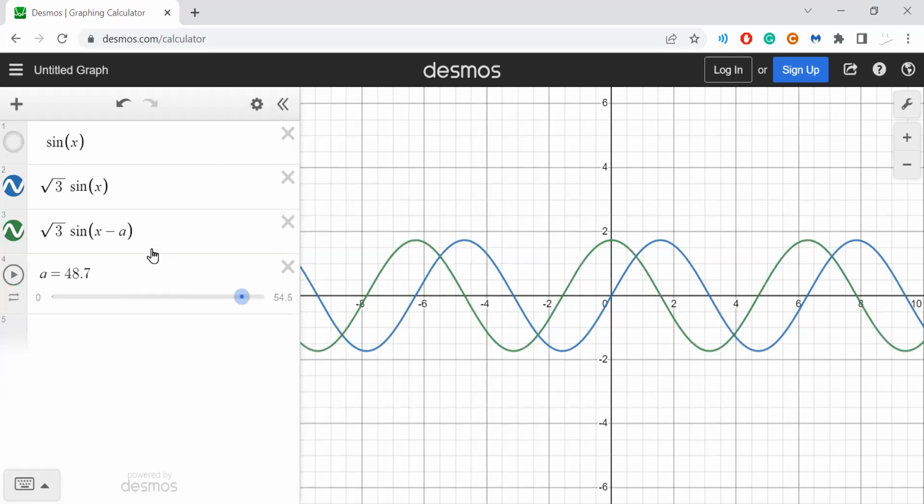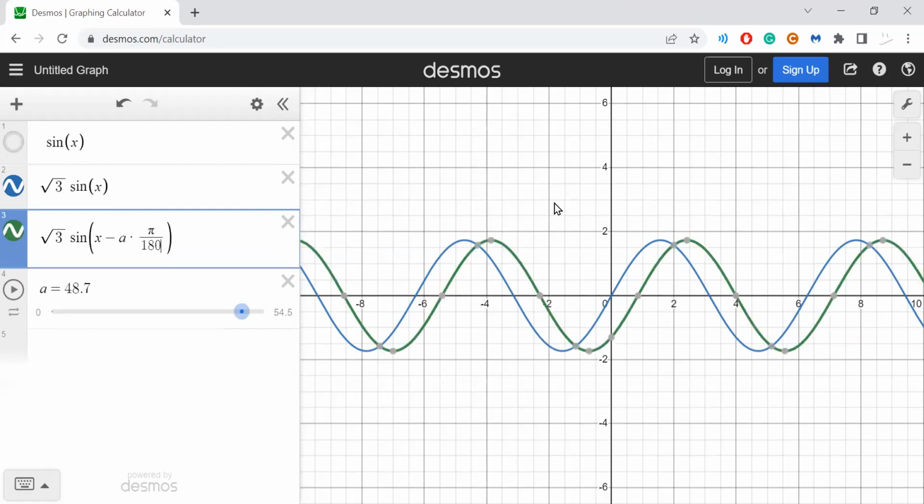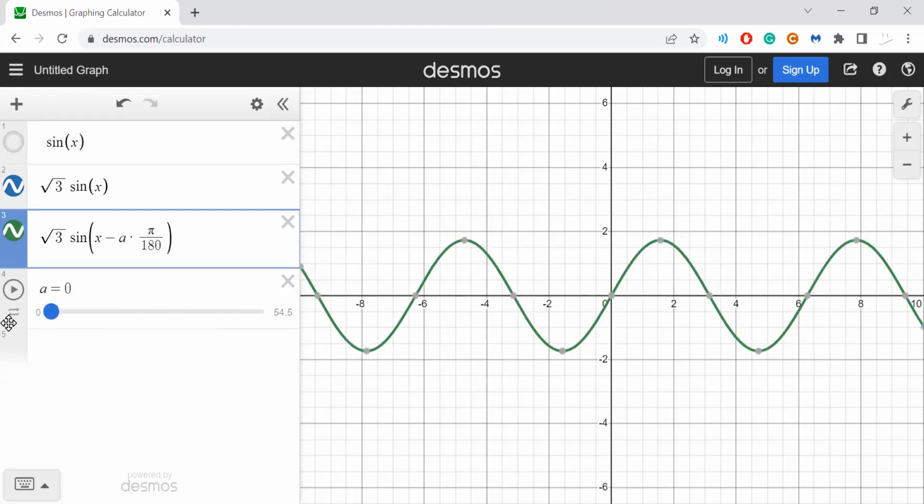And I realized a mistake here. Sorry. Decimals can only work in radians, so I actually need to take the A and multiply it by pi over 180. So sorry, I forgot about that. Yes, it can only work in radians.